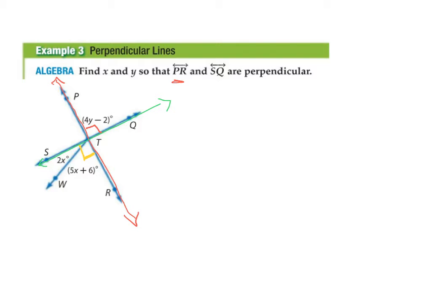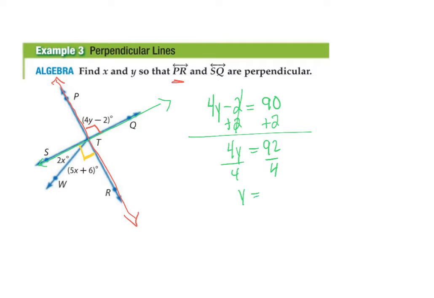So now a right angle is 90 degrees. So I know that 4y minus 2 has to equal 90 degrees, and I can solve for y. 4y equals 92. Divide by 4. Y is going to equal 23. And now for the next one, I have a 2x and I have 5x plus 6.